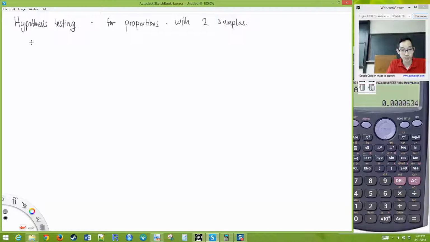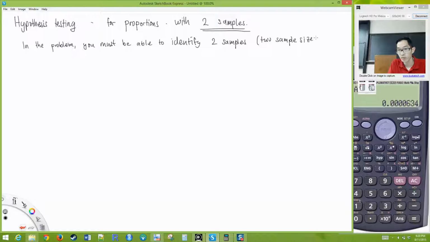So I will just tell you, when you're dealing with two samples, in the problem you must be able to identify two samples, meaning two sample sizes, to use this method. So read your problem. If you identify two samples, then you're going to use this method. If you can only identify one sample, use the other method.